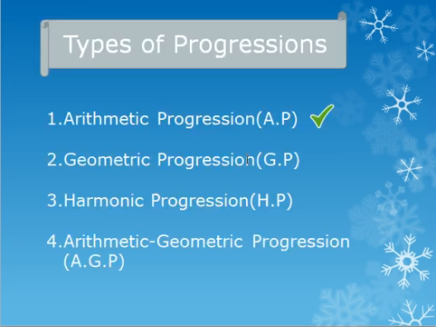Now, we already discussed that we have four types of progressions: arithmetic progression, geometric progression, harmonic progression, and arithmetic geometric progression. In that, we completed arithmetic progression. So now let's find some facts about geometric progression.